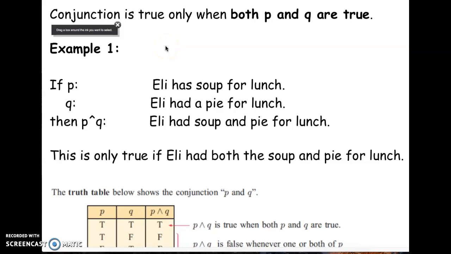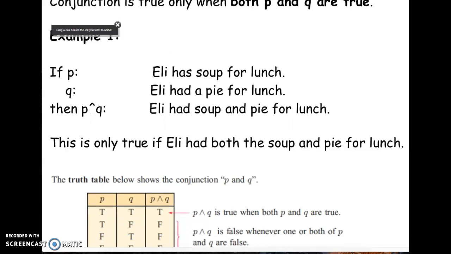Conjunction is only true when both propositions are true. So here's an example. Eli has soup for lunch. Eli had pie for lunch. The propositions are P and Q, and if they're both true, then you'd say Eli had soup and pie for lunch. This is only true if they've had both.